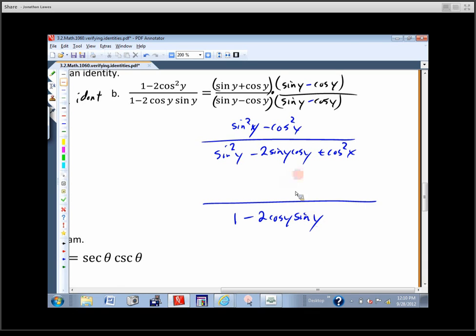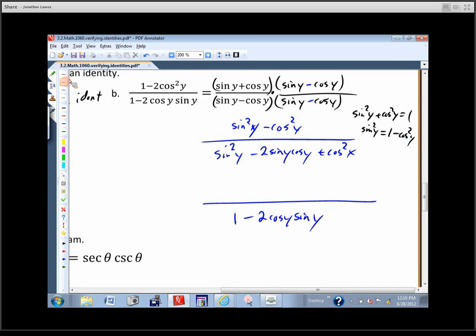Let's take a look at the top. On the top, I need to have, well, I need a 1 and I need cosines. I don't need any sines. So I think about that identity, sine squared. I'm going to write it in terms of y. Sine squared y plus cosine squared y equals 1. Well, let's figure out what sine is. Sine squared y would be 1 minus cosine squared y.